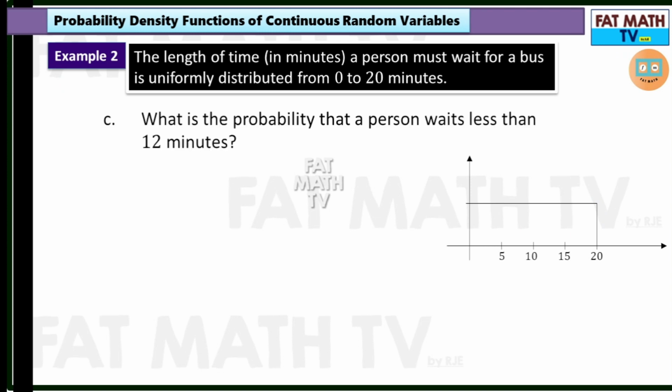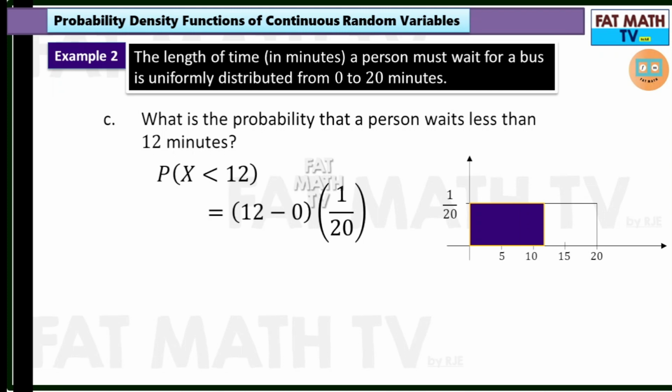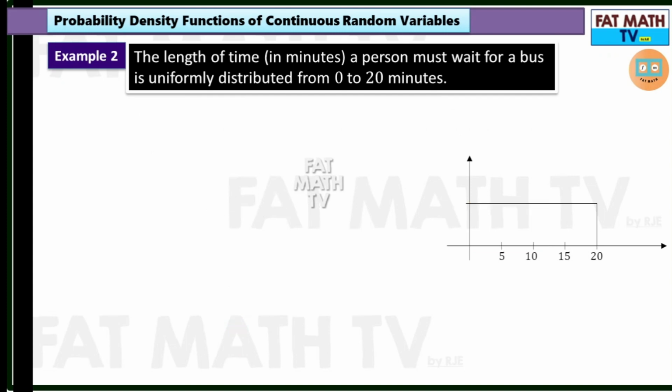Letter C, probability that a person waits less than 12 minutes. So probability that x is less than 12. So that is, for the base, we have 12 minus 0. That is 12 times 1 over 20, which is the height of the rectangle. So that's 12 over 20. Or you can just remember this denominator as the difference of a and b. And the numerator is also the difference of the boundaries here of the rectangle. So divide both numerator and denominator by 4, you will get 3/5. So the probability is 3/5.